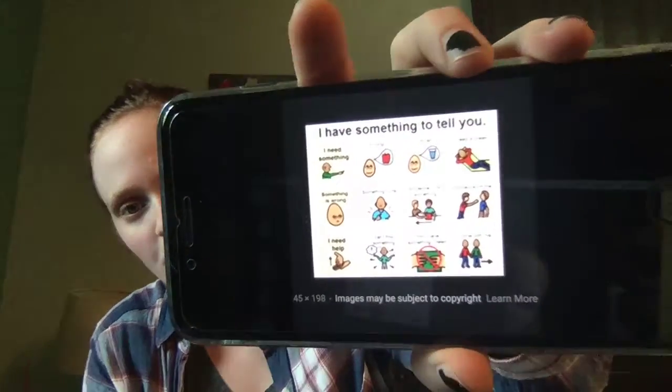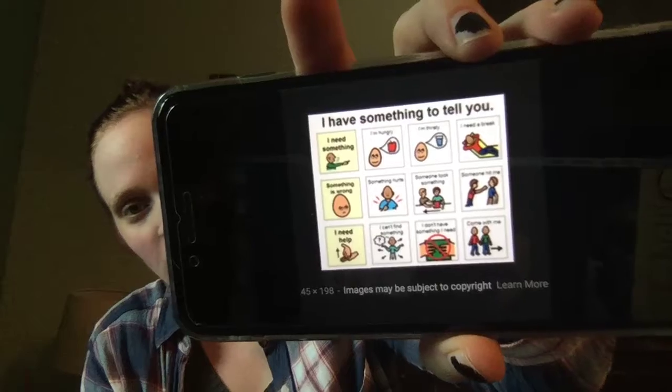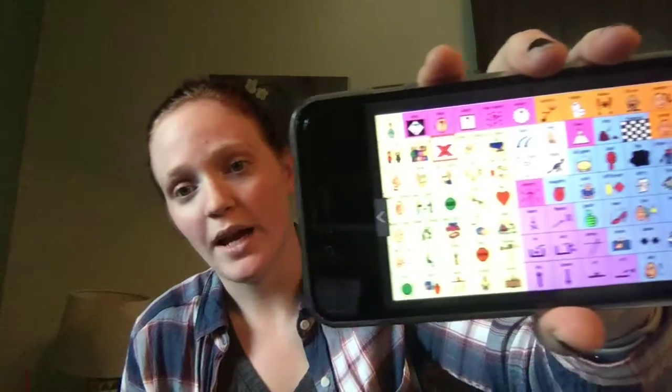So there's one example. Here's another example of just a simple communication board. So the student would just, if they wanted to tell you something, they might point to a picture on their communication board. They might, if you have cutout icons that they could hand to you, that's another way for them to use communication icons and communication boards.